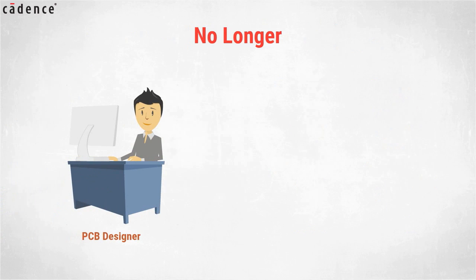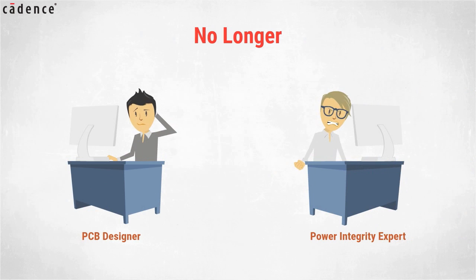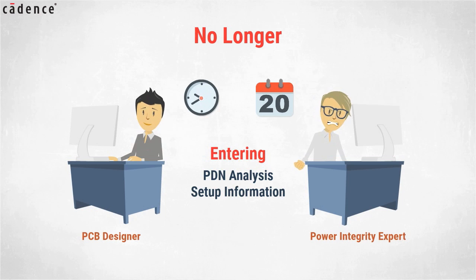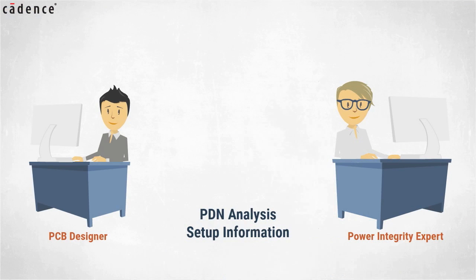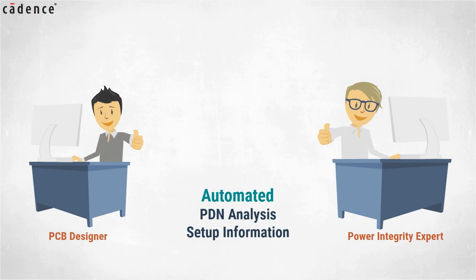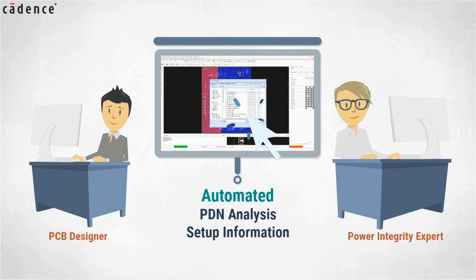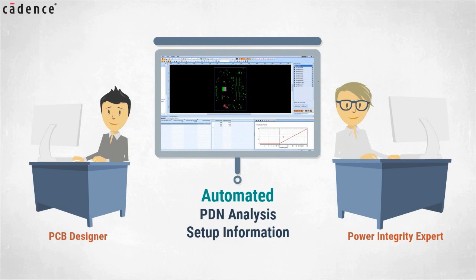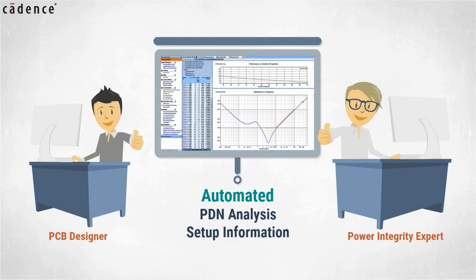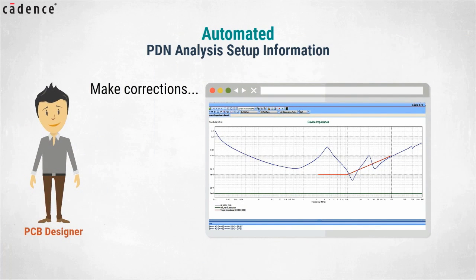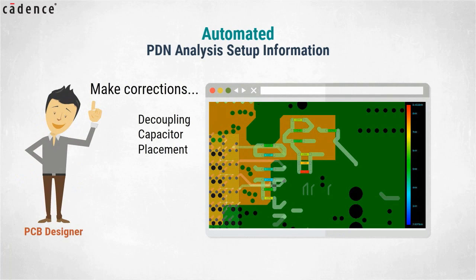No longer will PCB designers or PI experts responsible for PDN sign-off have to spend hours or even days entering the PDN analysis setup information. Now, as the PCB is going through layout, PCB designers can perform PDN analysis on the planes, pours, and routed power nets for each voltage, ensuring that the critical components meet target impedance requirements. Should the impedance be too high, the PCB designer can make corrections to decoupling capacitor placement or power net routing to bring the design into spec.